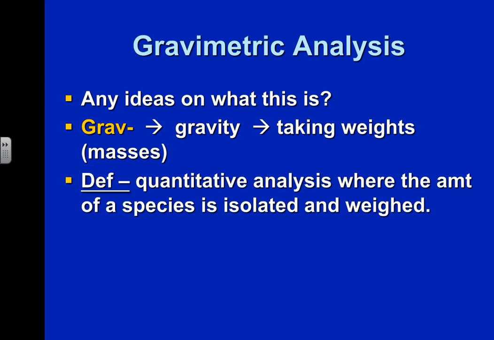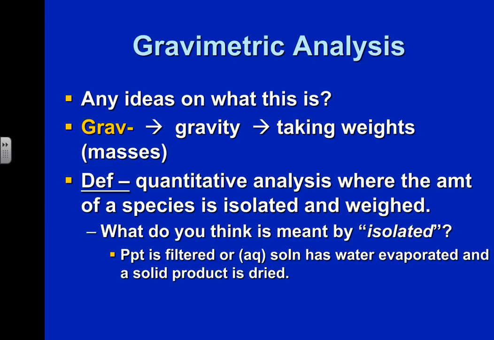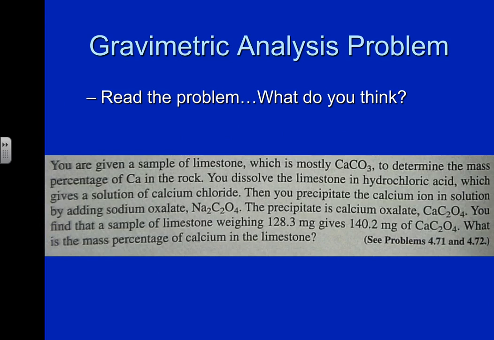So the actual definition of gravimetric analysis, it's quantitative, meaning that you do have numbers. The amount of a species is going to be isolated and weighed. So if you've ever done a reaction where you've created a precipitate and then you have filtered that precipitate, that's isolating it. And then if you've weighed that precipitate, well, technically you've done a gravimetric analysis. So it's really nothing special. But the word isolated in this definition basically just means that you've filtered something, that you've moved it from one stage to another stage so that you would be able to dry it and then finally weigh it. So pretty simple.